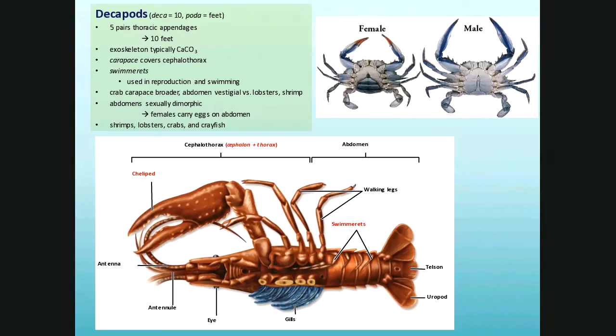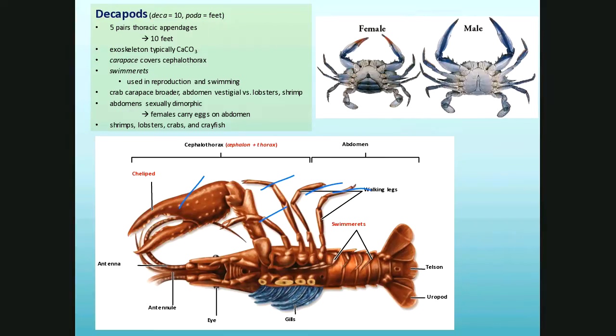Now, among this crustacean group, there are those who have 10 pairs or 10 feet, 5 pairs of thoracic appendages. These are the decapods, and this is the lobster and the crab. 5 pairs of thoracic appendages, okay? 4 walking legs, and then the last one, which is a modified appendage, is the cheliped, the pincher. Remember, we're not going to call it a pincher. We're going to call it by its technical name, the cheliped. So 5 pairs of thoracic appendages, so a total of 10 feet.